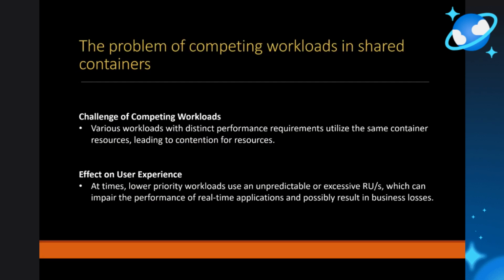So let's start with the problem first. More often than not, Cosmos DB users end up running different workloads on the same container, and most of the times these workloads have distinct performance characteristics. So what happens is sometimes one of these workloads will utilize excessive RUs, or there is unpredictable traffic for one of these workloads, and it ends up impacting other workloads, and sometimes a real-time, customer-facing one, which leads to performance degradation and, in worst case scenarios, business loss as well.